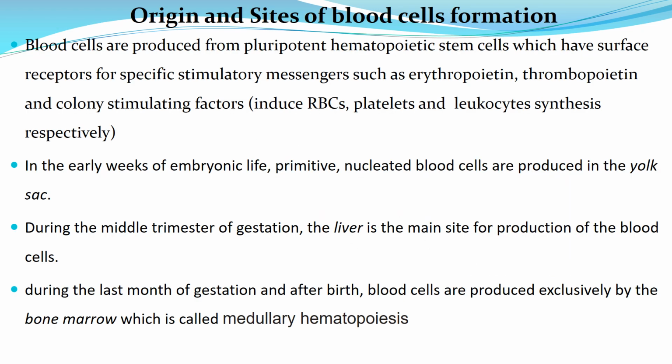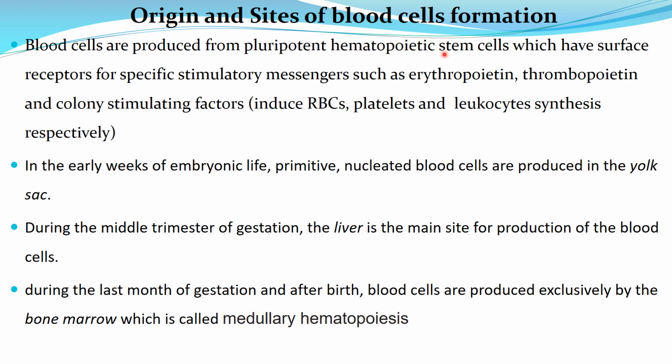So, origin and sites of blood cell formation. Blood cells are produced from a specific type of cell, which is called the pluripotent hematopoietic stem cells. Pluri means it can differentiate into different types of cells. Potent means they have the potency to differentiate and form different types of cells. Hemato means related to the blood.